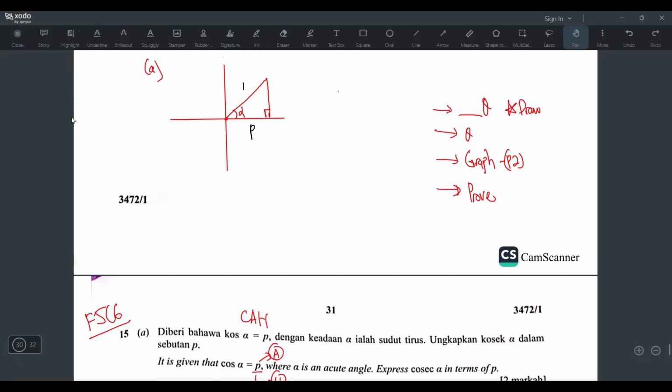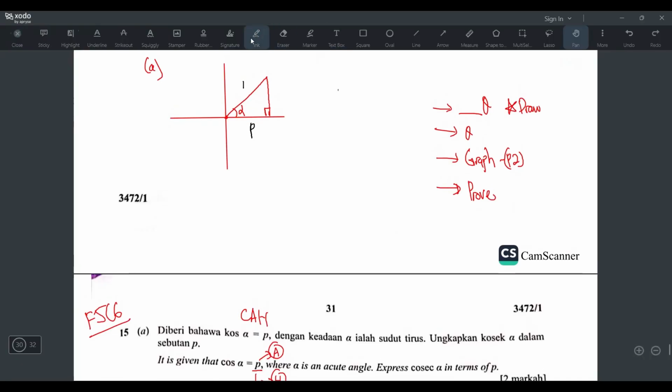Okay. I don't care if the question never asks you to do it. You have to do it also. If you don't do it, later you can't find the cosec alpha. Believe me. So now find this using Pythagoras. Square root bracket square bracket square. Here write 1, here write p.